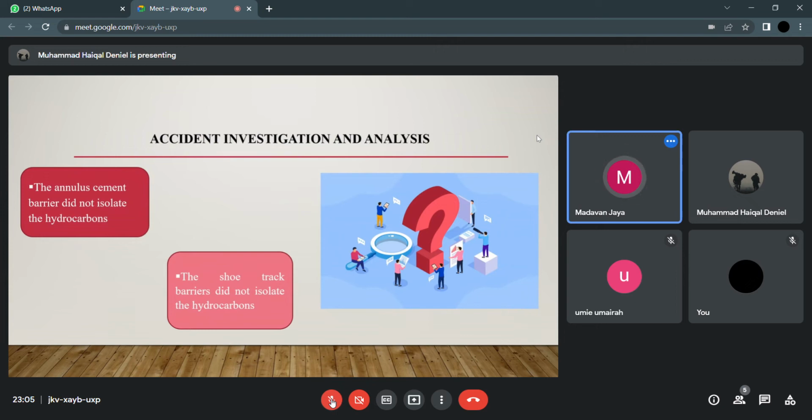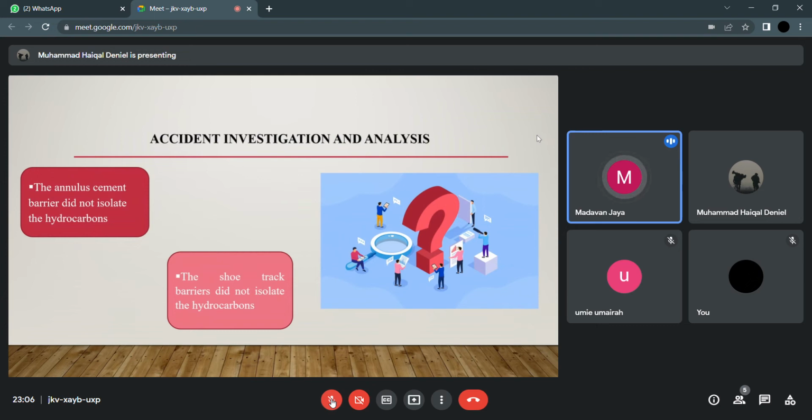Now, the annulus cement barrier did not isolate the hydrocarbons. Due to the design of the cement slurry, the accuracy of cement placement was critical due to the narrow margin between pore pressure and fracture gradient. To develop an acceptable slurry design and placement strategy, a complex cement job design with a base oil spacer, cementing spacer, lead cement, foam cement, and tail cement was recommended and implemented.